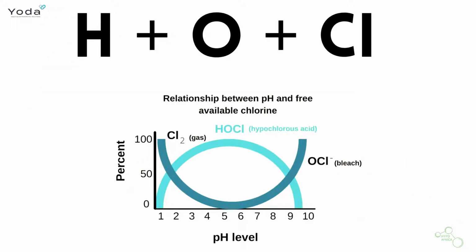Now that we've taken a look at the basics, it's time for a chemistry lesson. But don't worry, I promise this will be quick and painless. Hypochlorous acid is a member of the chlorine family and is made up of hydrogen, oxygen, and chlorine molecules. Free available chlorine exists in 3 forms: as chlorine gas around pH 0 to 3, as hypochlorous acid around pH 4 to 7, and as hypochlorite around pH 8 to 14.